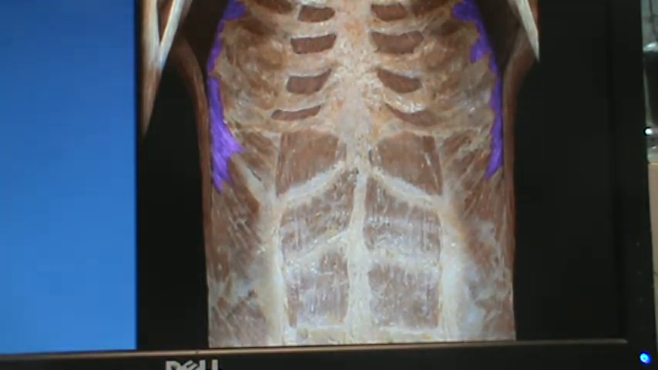Ooh, look at that. What would be the origin of this one? Why, that would be the ribs. What would be the insertion? That would be the scapula. And what is this action? It holds the scapula against the chest wall. Great. So let's go on.